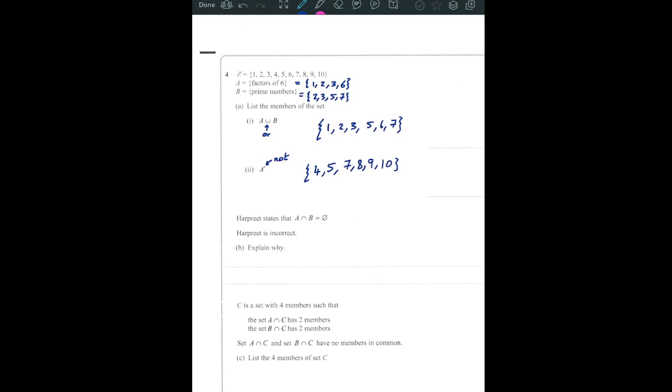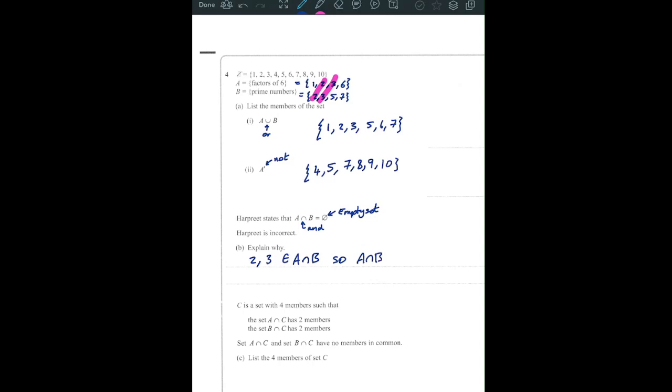We have a statement that A intersect B. That N shape is the intersection, is the and. So it's that A intersect B, that symbol is the empty set. So really what that's saying is there's nothing in A and B. But if I look back at my A and B that I've written down, there is stuff in both. 2 is in common and 3 is in common. Our character is incorrect. Explain why. 2 and 3 are in the intersection. That symbol means is a member of.